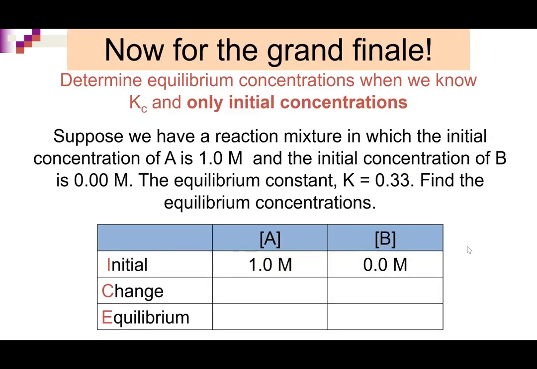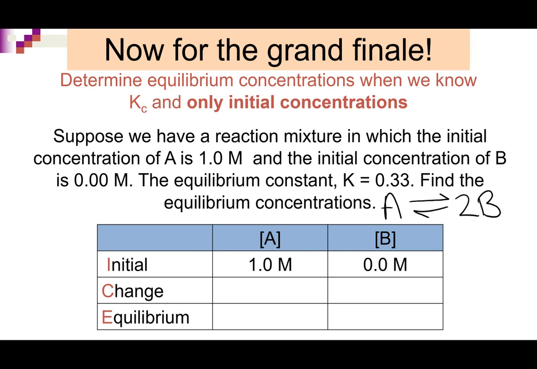Okay. So here is our grand finale. Suppose we have a reaction mixture in which the initial concentration of A is 1 molar and the initial concentration of B is 0. The equilibrium constant K is 0.33. Find the equilibrium concentrations. And the one thing that this slide doesn't have on it that it should, and that I would always give you, is the equation. So the equation is A and 2B.